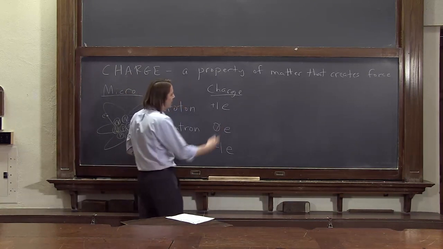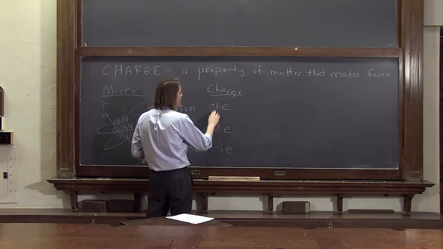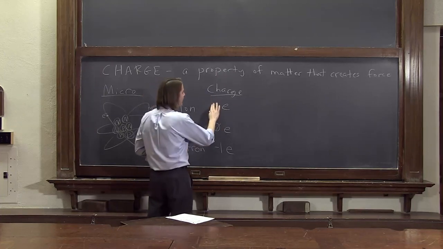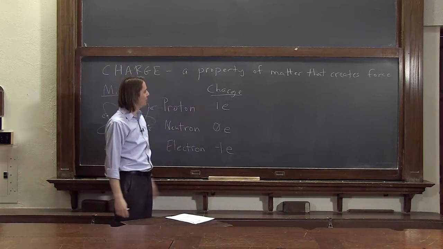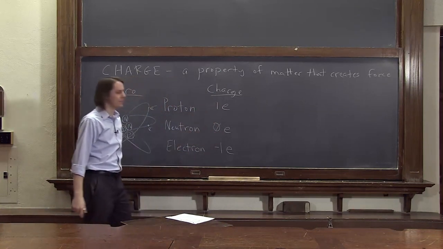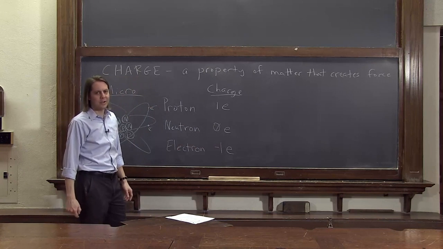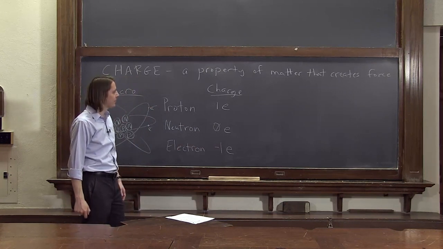Okay? So if you see a number in front of an E, if it's a plus, then you know it's positive. If you see nothing, we assume nothing means a positive number, so that's also plus 1e. But if it's negative, we'll put a negative in front of it. Okay? But E is not negative. E is elementary charge unit.